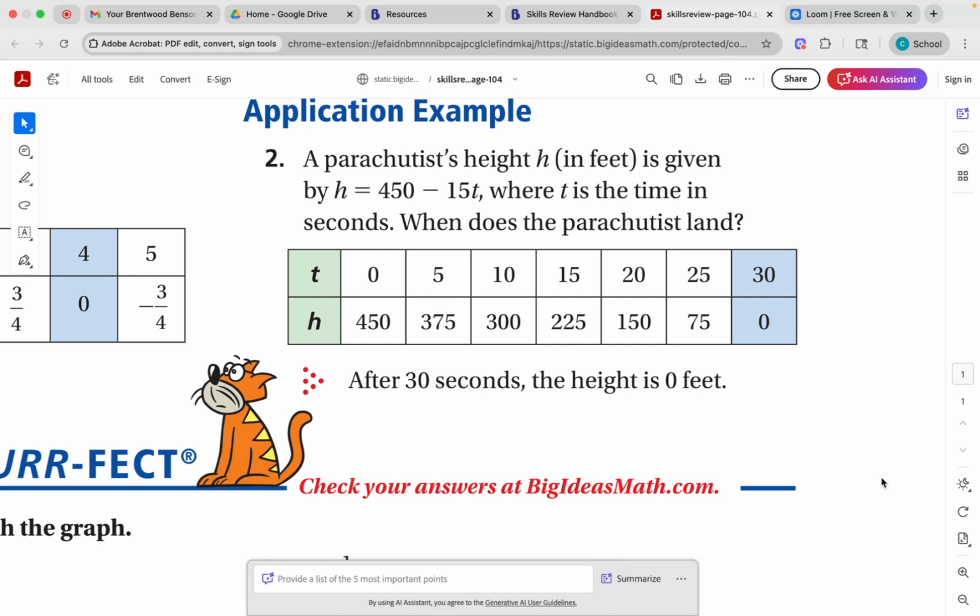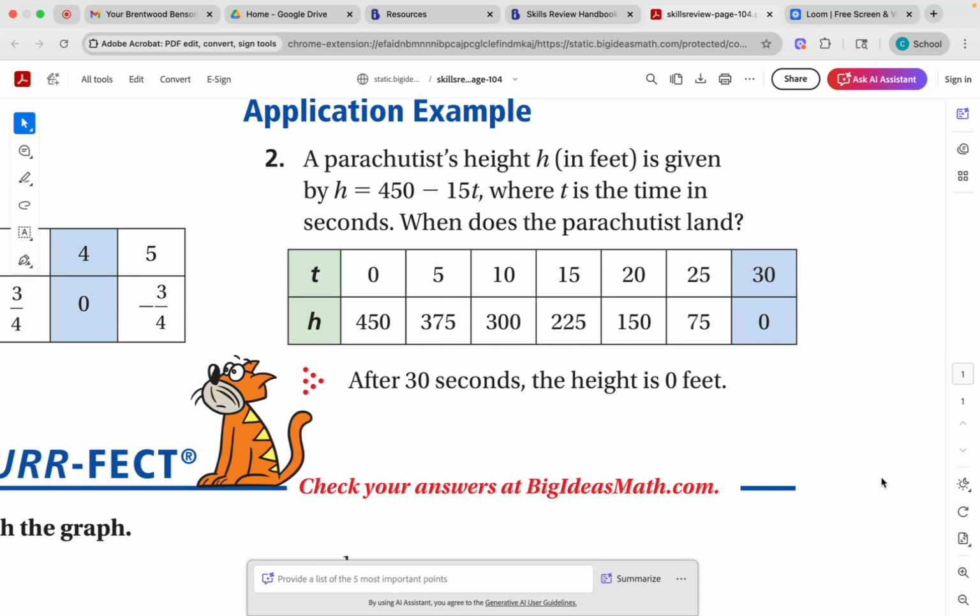So after 5 seconds, we're going to plug it in. Negative 15 times 5 plus 450. So what's negative 15 times 5? Negative 75. Yeah. So what's negative 75 plus 450? 375.